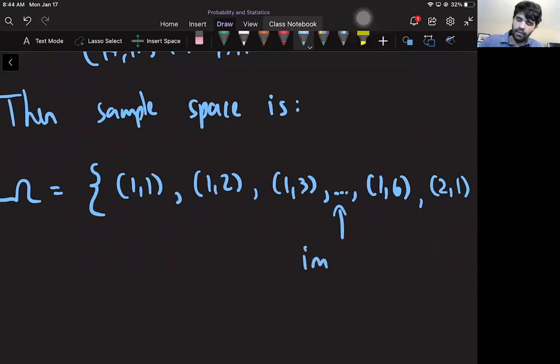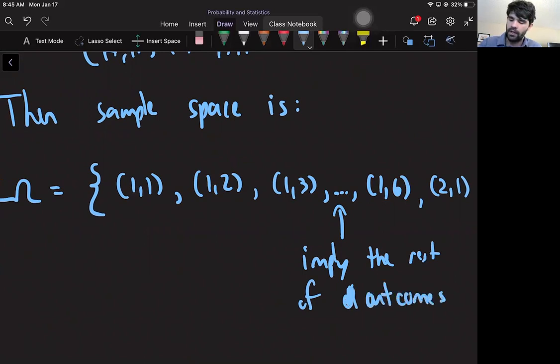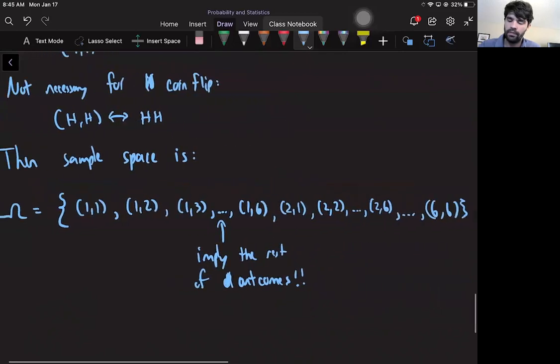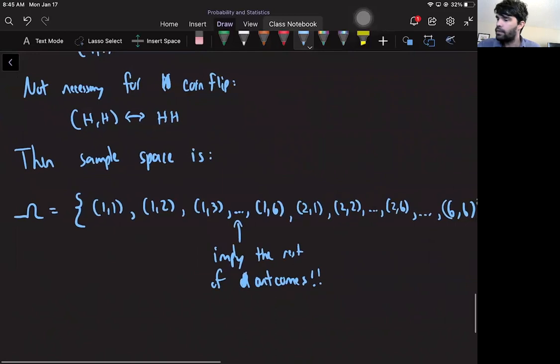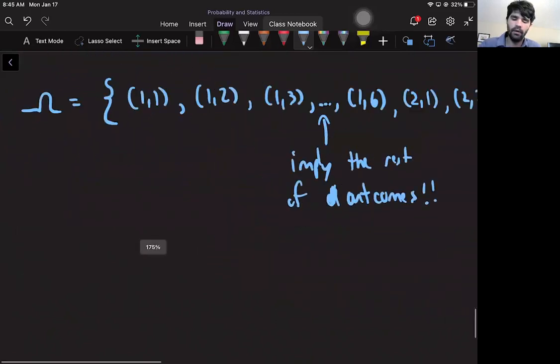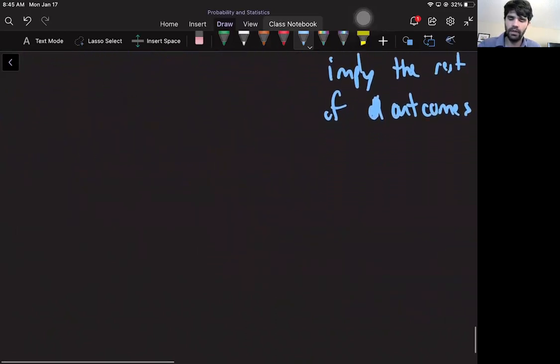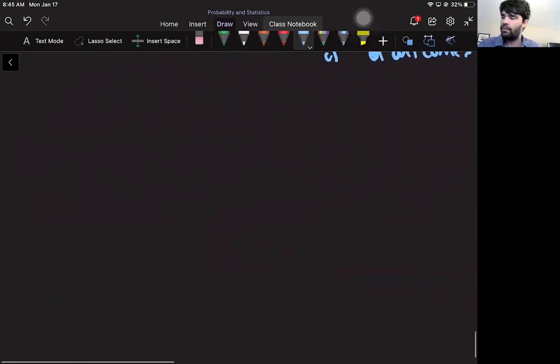So these just imply the rest of the outcomes. So I don't have to spend so much time writing, because otherwise it'll take forever to write all 36 things. It even takes forever just to write this much. So that leads me to even better notation to make this kind of thing faster, which you can use if you want.